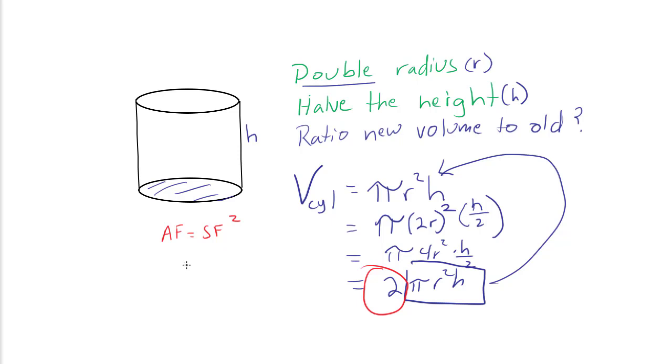So I'm essentially multiplying my volume by 4 for the radius expansion and 1/2 for the contraction in the height, which is a net change or net ratio of 2 times. Exactly the answer we got from using the formulas.